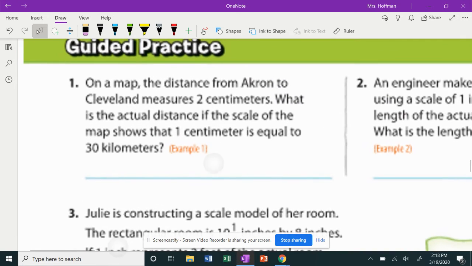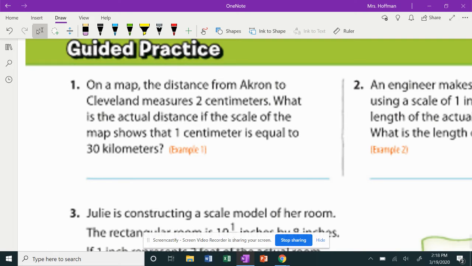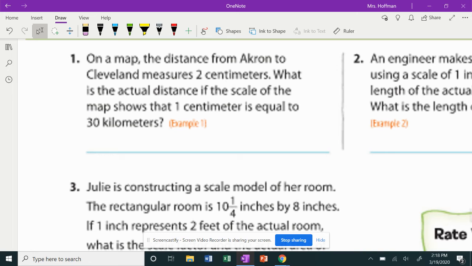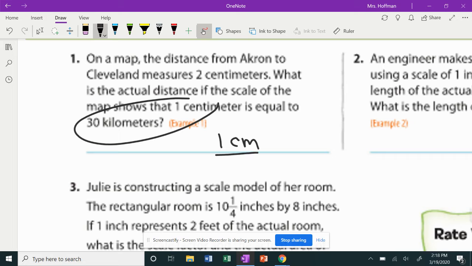It says on a map, the distance from Akron to Cleveland measures 2 centimeters. That would just be on the map, okay? What is the actual distance if the scale of the map shows that 1 centimeter is equal to 30 kilometers? Well, for all of these, we're going to want to set up a proportion. So if we know that our scale is 1 centimeter equals 30 kilometers, we need to start that off in our proportion. So 1 centimeter over 30 kilometers, and that's going to be set equal to something.